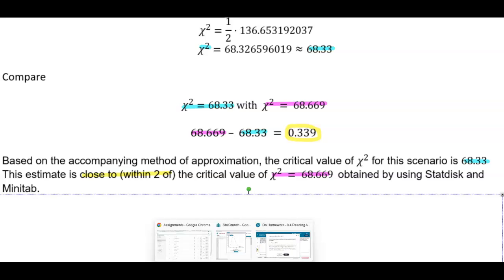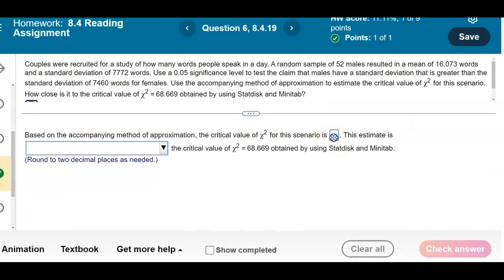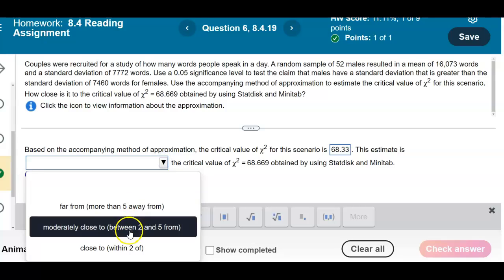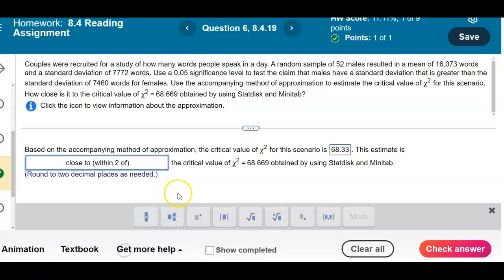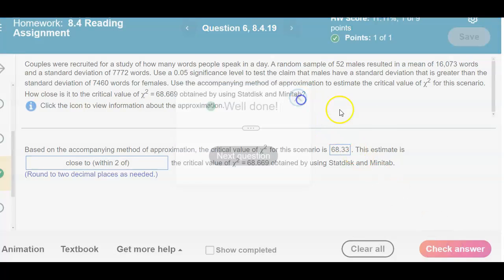So let's go ahead and put our answer in. Here we got the approximation to be 68.33, and we're going to say that the estimate is close to within 2 of that critical value. Check our answer, and there is our result.